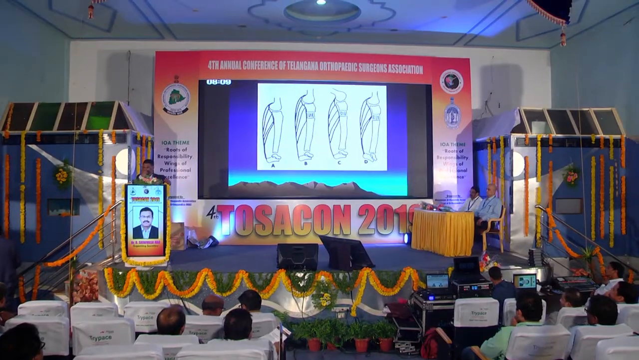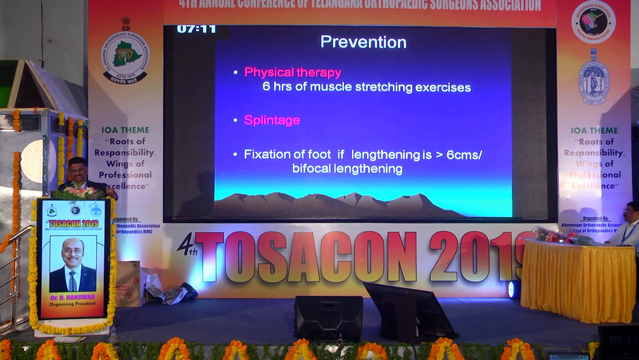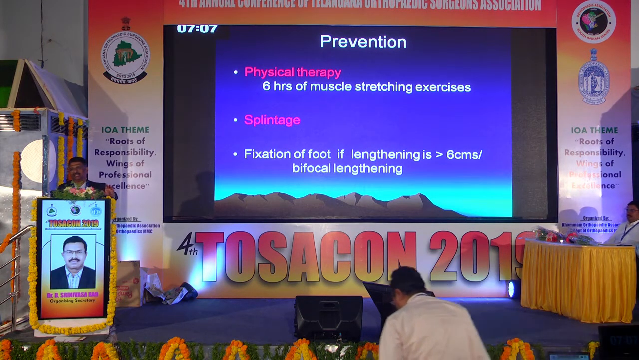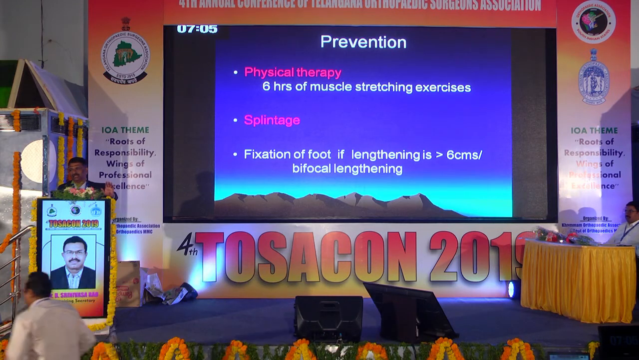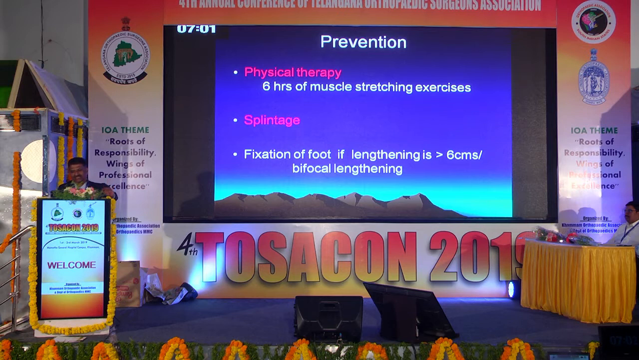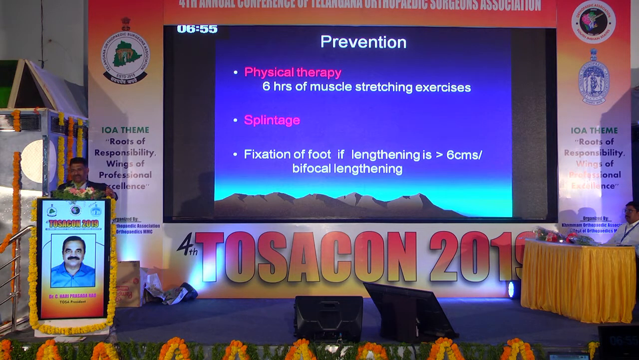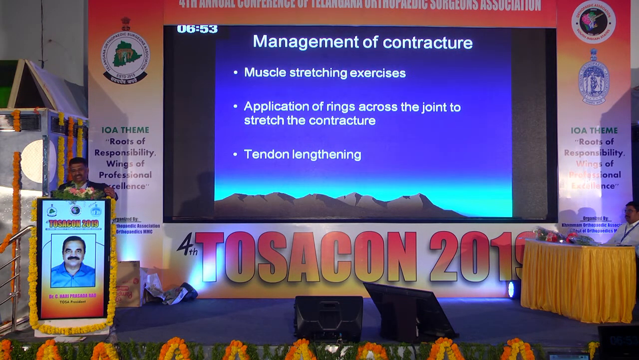So you can give them a much greater amount of physical therapy. You can also splint them. If you want lengthening, you can give a right ankle splint at the foot and ankle so that the contracture can be minimized. Fixation of the foot along with the frame if you are going to lengthen more than 6 centimeters or do a bifocal lengthening.